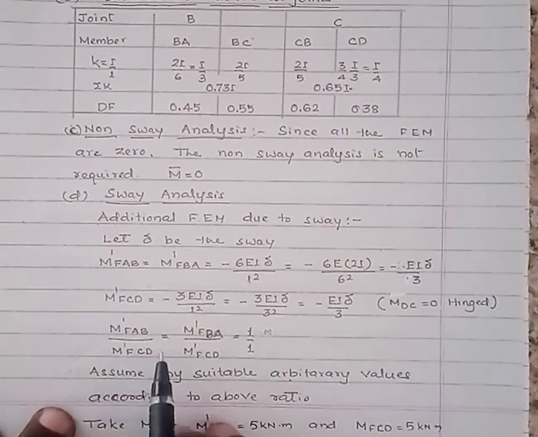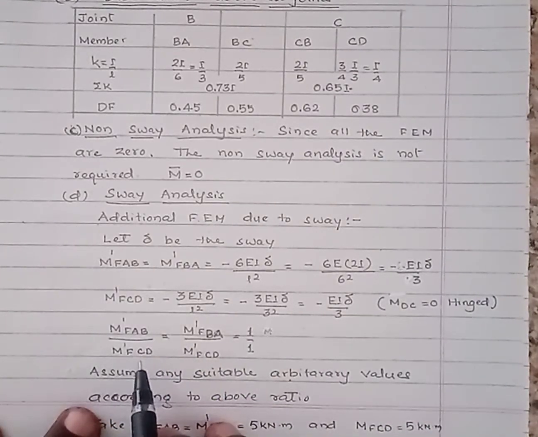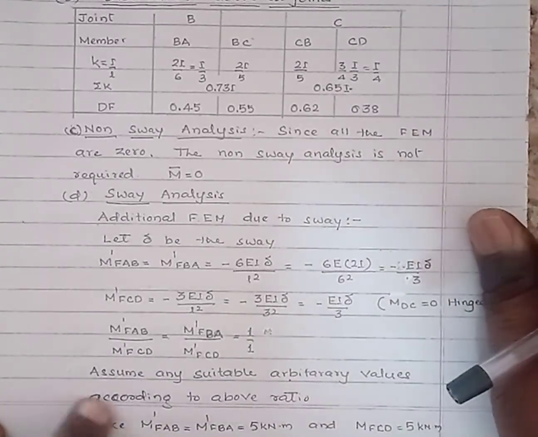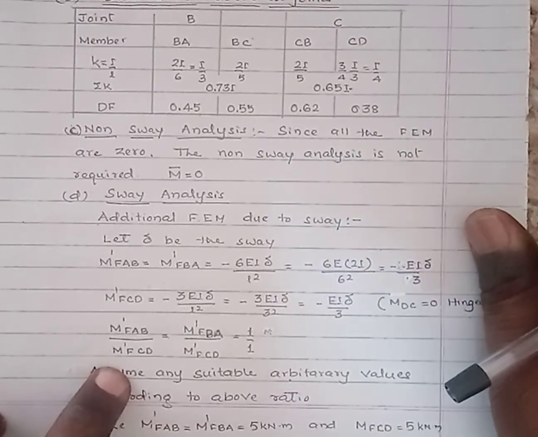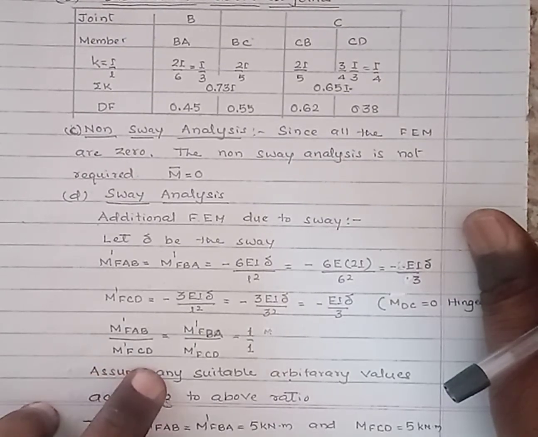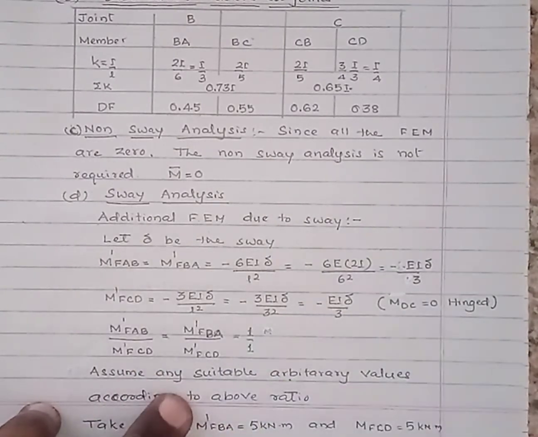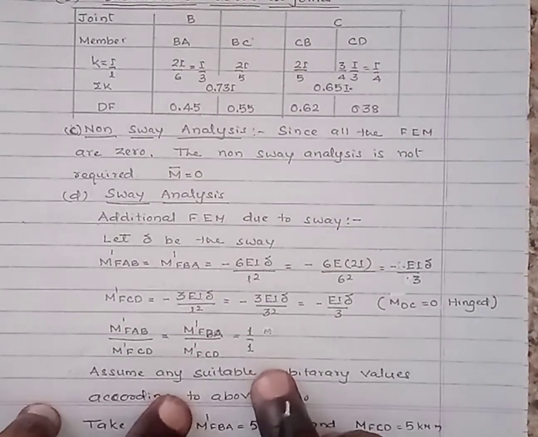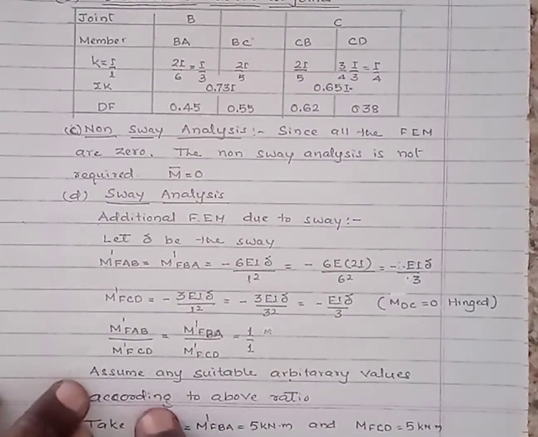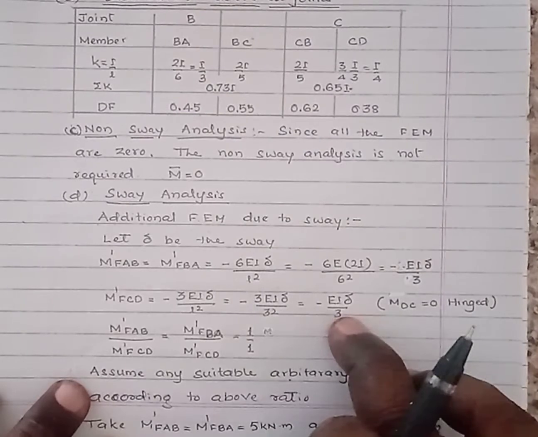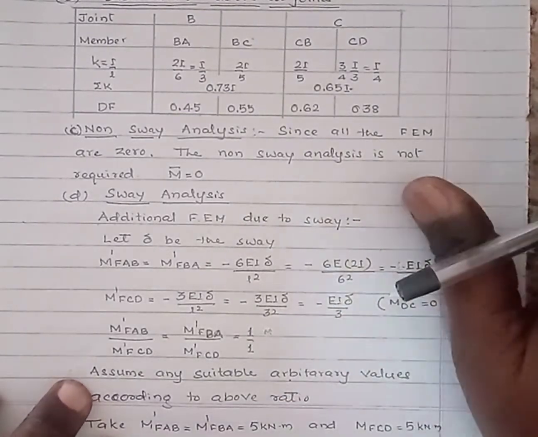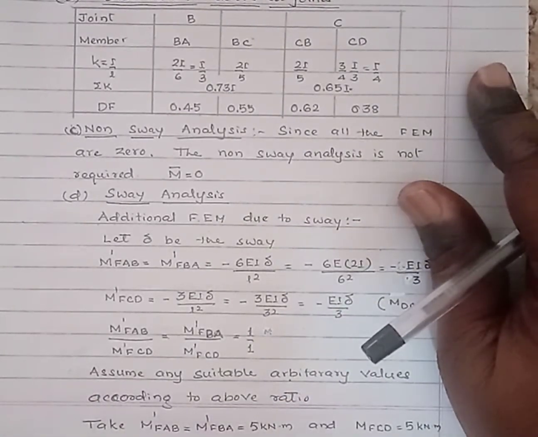Here in the proportion, that is M dash of AB, you have to select the arbitrary number such that M dash of AB by M dash of CD equals M dash of BA divided by M dash of CD. The moments should be proportionate. Here the ratio of these two is 1:1. Then assume any suitable arbitrary value of the moments according to the above ratio of 1:1.